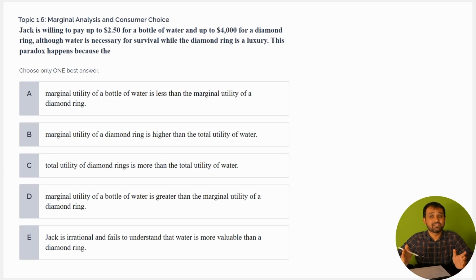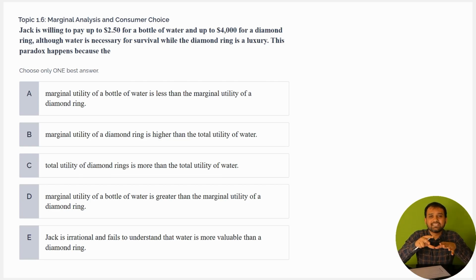It's called the diamond water paradox. And the paradox states that although water is far more valuable to us, we need it to survive even, we are willing to pay much less for it compared to, let's say, a diamond ring, which we don't really need, but somehow we are willing to pay far more for a piece of diamond ring than we are for a glass of water. So that is why it's a paradox.